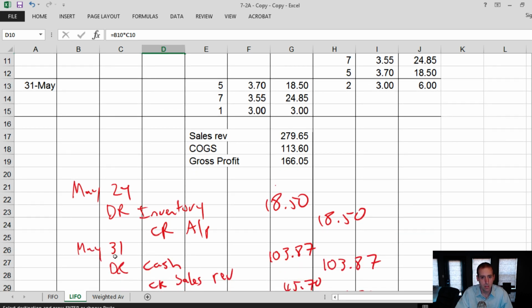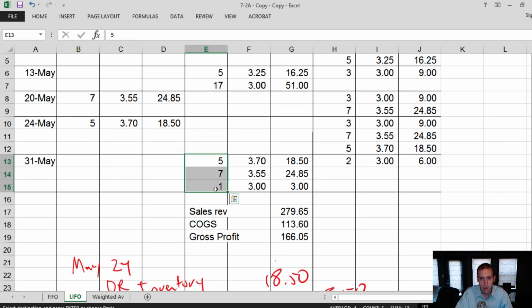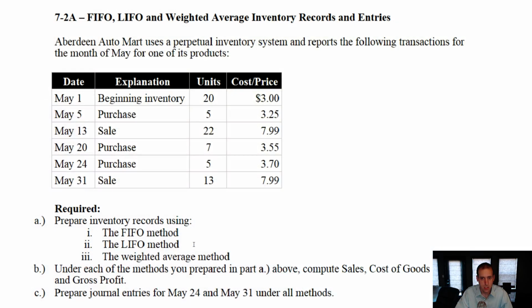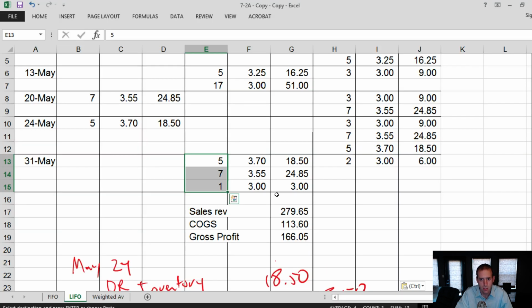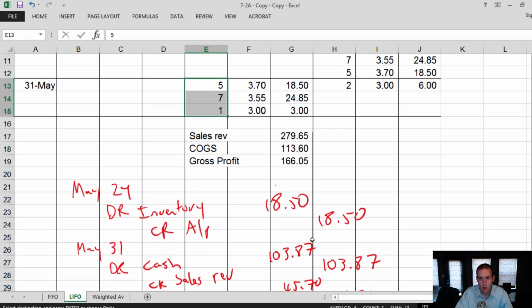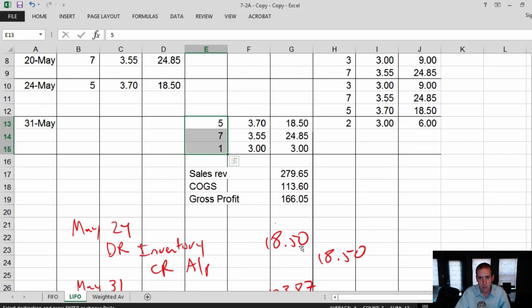The second part, May 31st, debit cash, credit sales, exactly the same because we sold how many units? We sold 13 units and we sold them for $7.99 each. So 13 times $7.99 is still $103.87. Doesn't make a difference which inventory method you're using. It's still $103.87. So debit cash, credit sales for the amount of the sale on May 31st. The only difference is the COGS and the inventory.